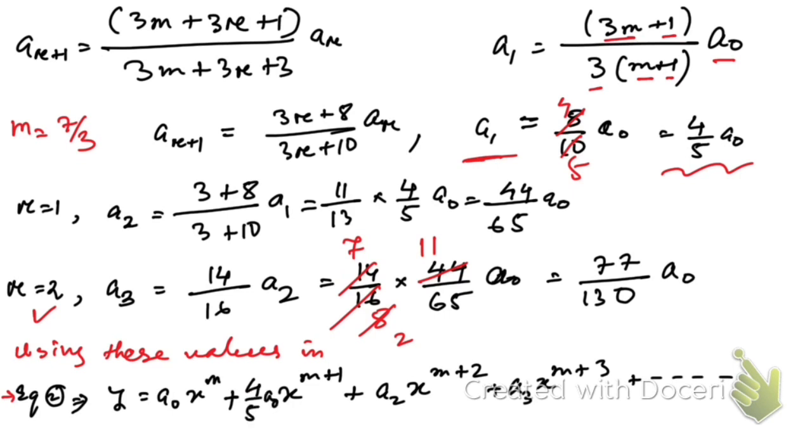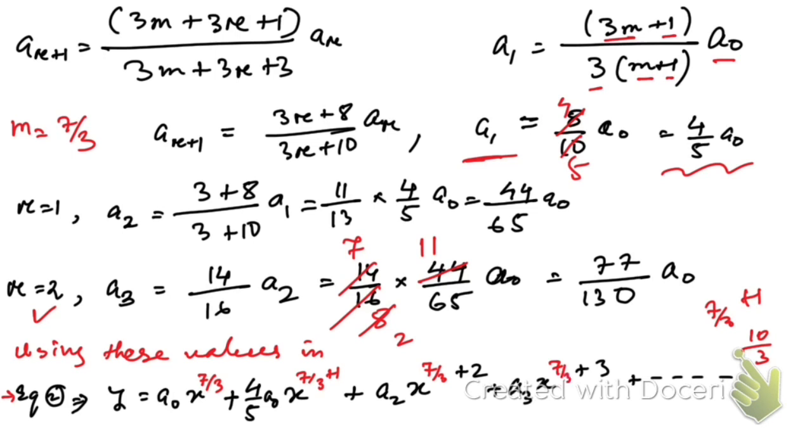And if you replace this m by 7 by 3, then 7 by 3 plus 1 is going to be 10 by 3, right? So here we're going to have 10 by 3. Just wait. You can keep this m as 7 by 3. So here let us put 7 by 3, 7 by 3 plus 1, 7 by 3 plus 2, and let us keep this 7 by 3 plus 3, and so on.